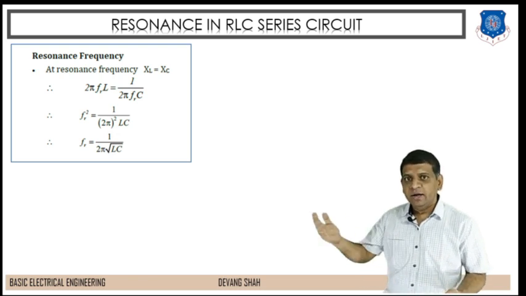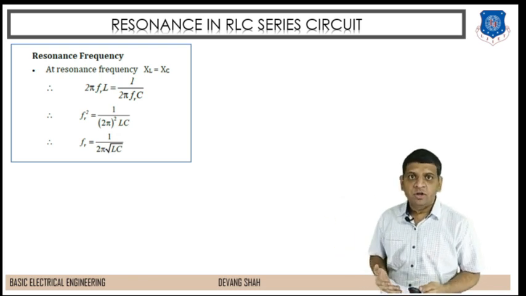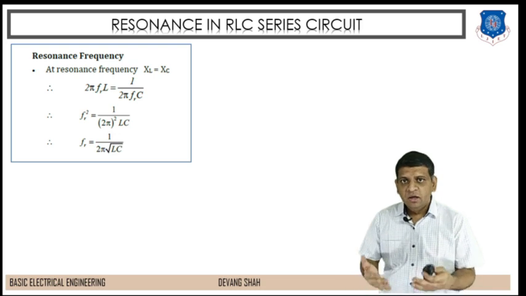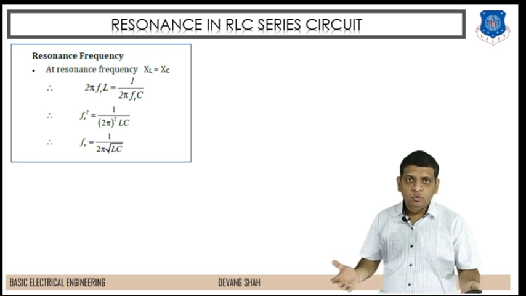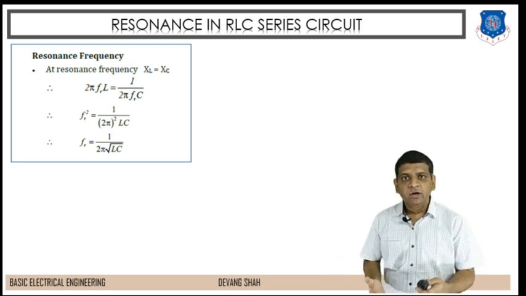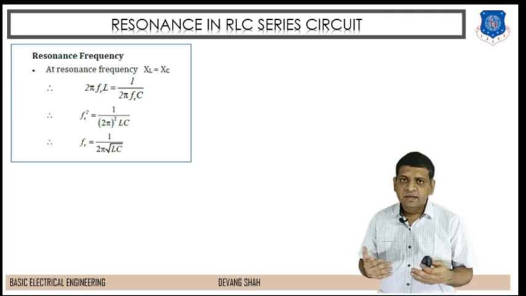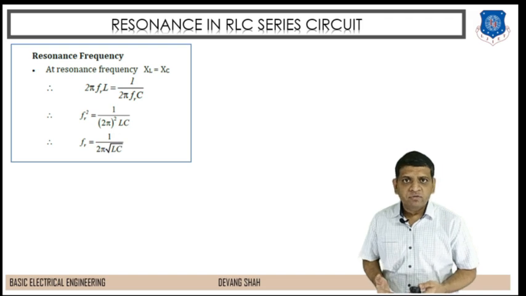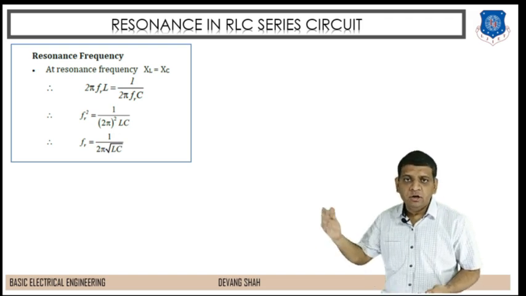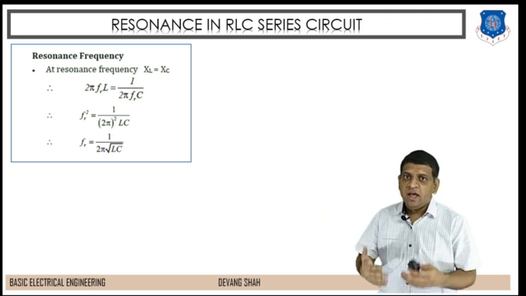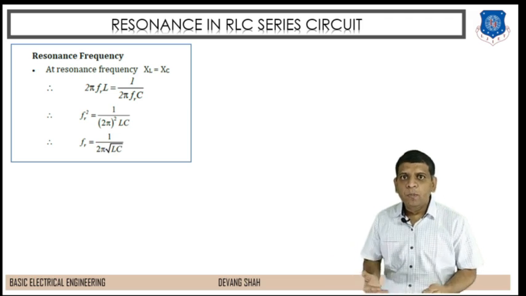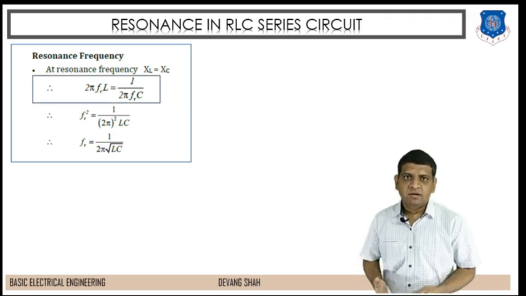So let's try to find the equation of this resonance frequency where XL is equal to XC. You know XL is equal to 2 pi FL and XC is equal to 1 by 2 pi FC. At this particular condition I consider this frequency as my resonant frequency, and if you convert this equation in terms of the resonant frequency, then Fr is equal to 1 by 2 pi under root L and C. That's called my resonant frequency.